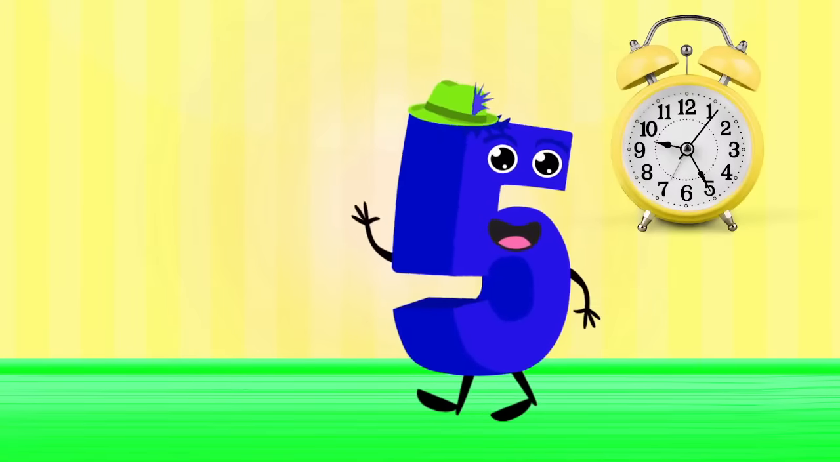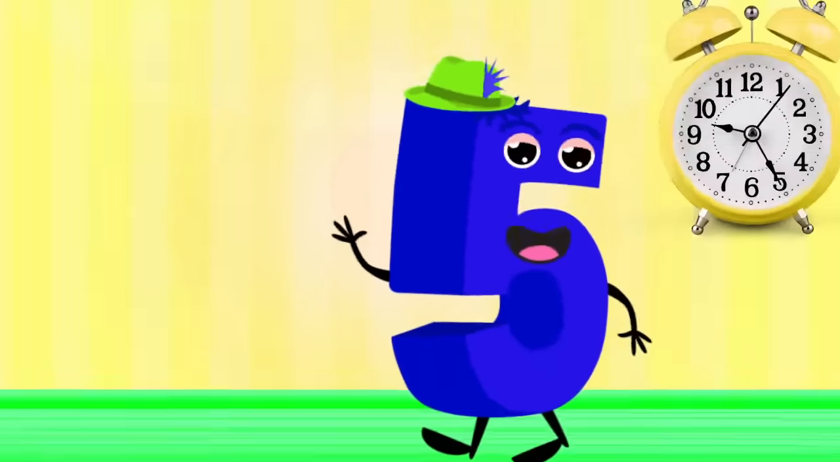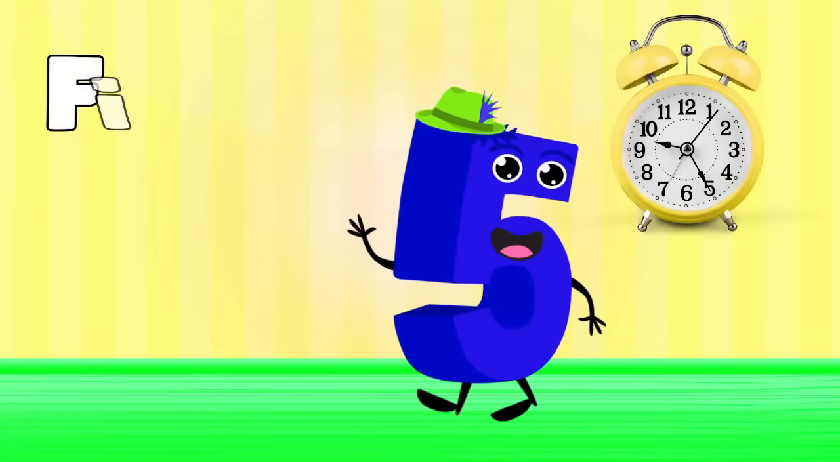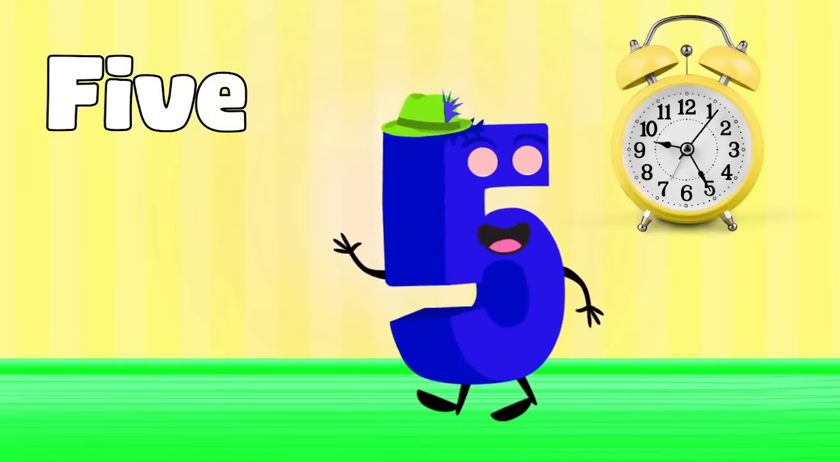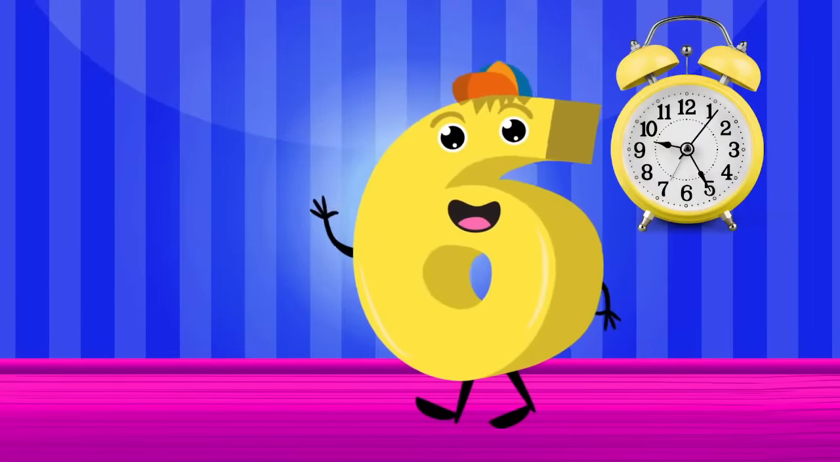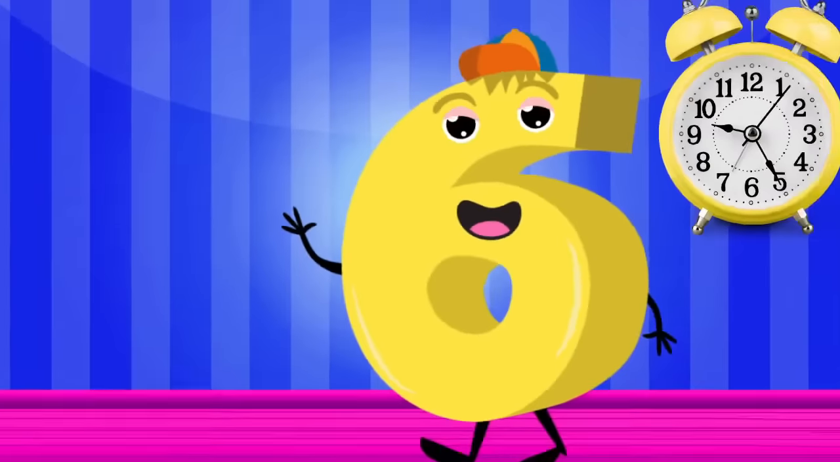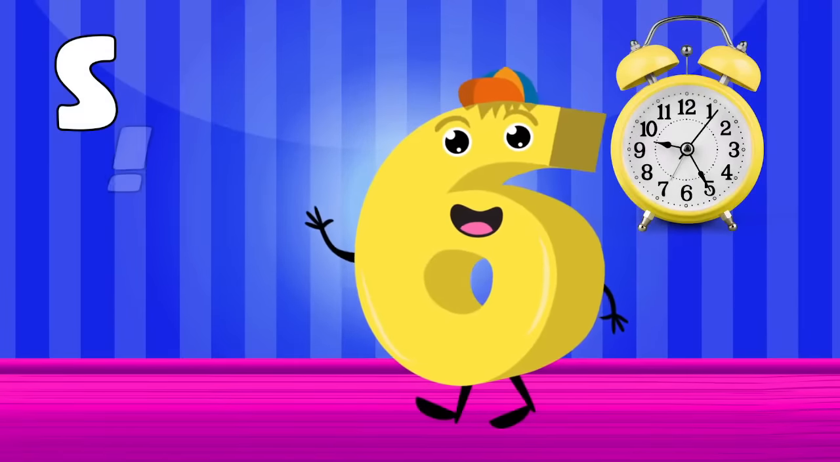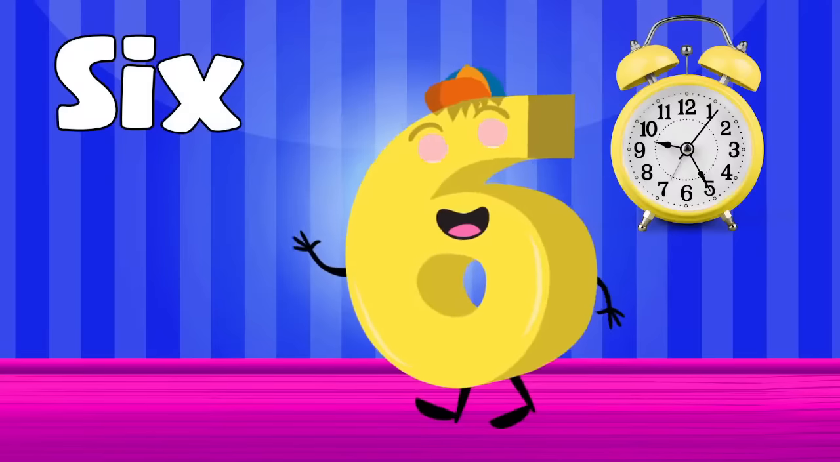Hi, I am number 5. You learn me with spelling. Let's go. F, I, V, E, 5. Hi, I am number 6. You can learn me with spelling. Let's go. S, I, X, 6.